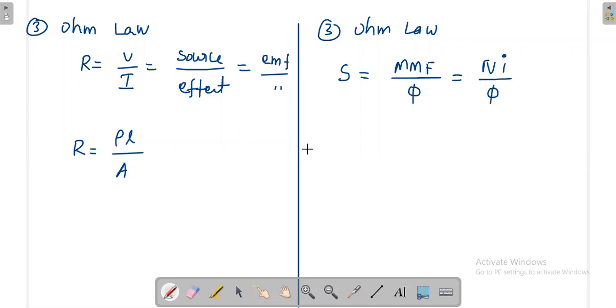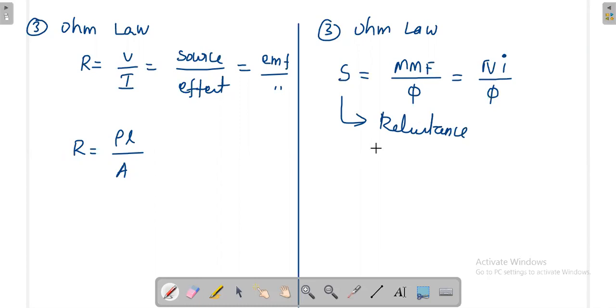This S is called reluctance. Here it is resistance, here it is reluctance. That means you have N turns, current I is flowing, then what is the flux produced? Sometimes the circuit may produce more flux, sometimes less flux. It all depends on the reluctance value.